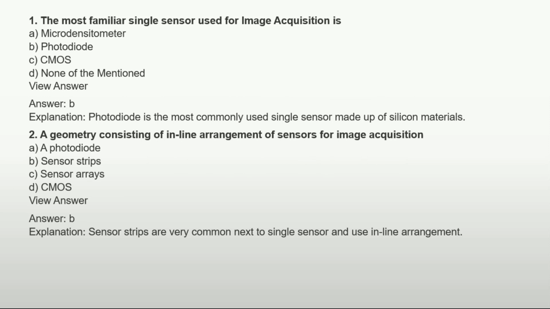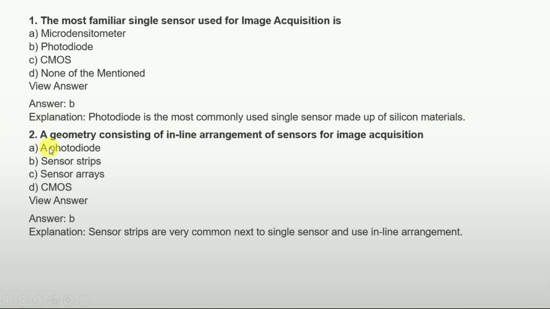The question is, the most familiar signal sensor used in image acquisition is: option A densitometer, B is photodiode, C is CMOS, and D is none of the mentioned. So the answer is photodiode. Photodiode is most commonly used as a single sensor made up of silicon materials.